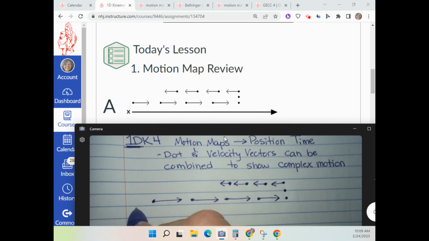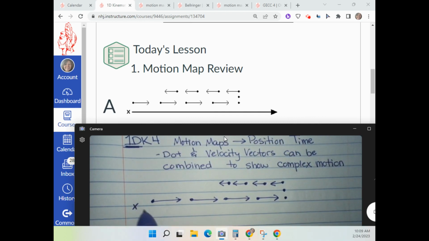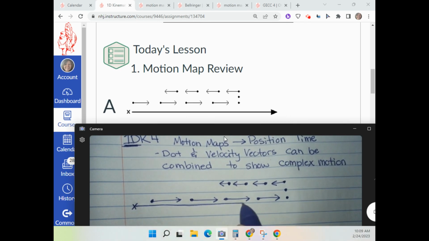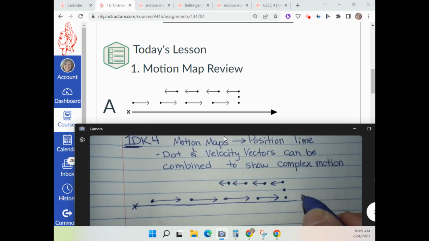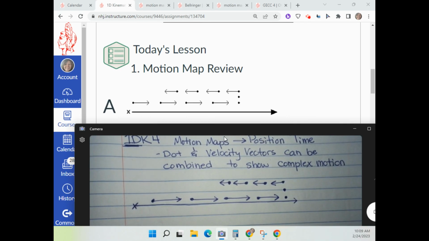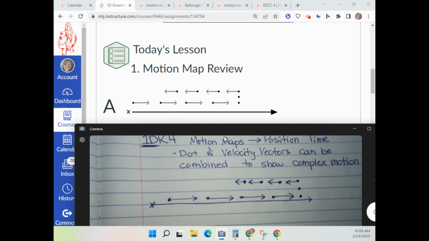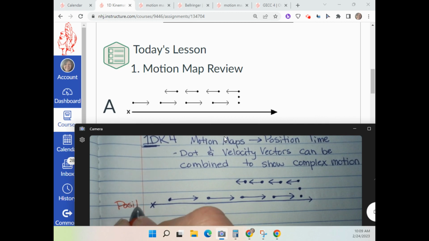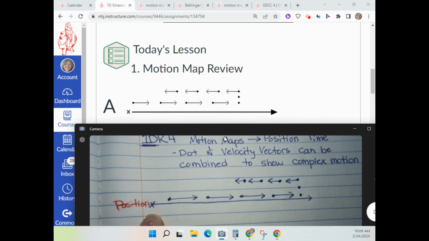All right, and one thing also that we didn't have when we looked at dot diagrams the other day was this line on the bottom. So we're going to put some labels on this to help us to see. This line right here is our position, in reference to this spot, whatever that spot might be. That is our reference.